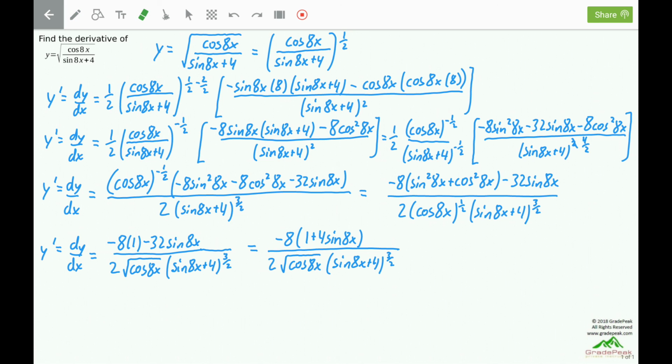And we actually will be able to cancel down the numbers a little bit because we have a -8 in the numerator and a 2 in the denominator. You have to wait till you factor, but once you factor, which we did, that -8's multiplying all the numerator, we can cancel down this 2 with this 8 to give us a 4. So we have a -4. We have a 1 plus 4 sine 8x, all divided by the square root of cosine of 8x times sine of 8x plus 4 quantity to the 3/2 power.